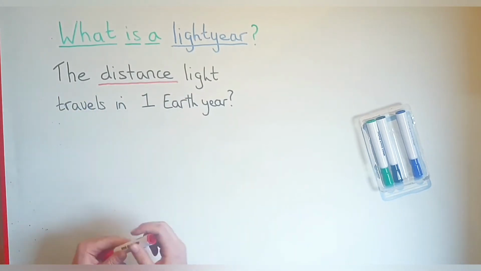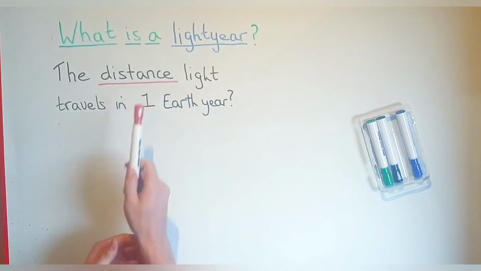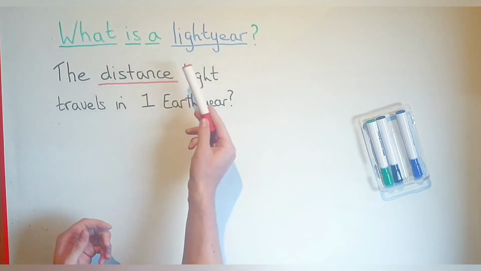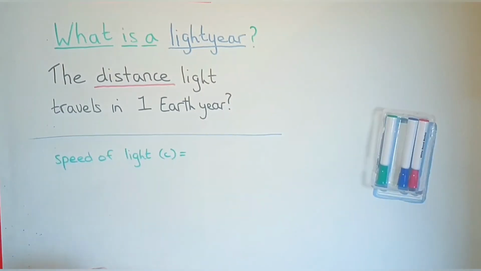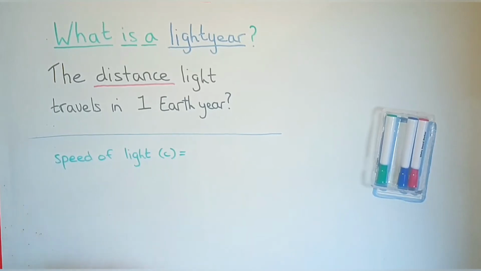So breaking that down, we can see that I've underlined the word distance to emphasize that a light year is a measure in distance and not in time. I think to fully appreciate the scale of a light year, firstly it would be good to understand the scale of the speed of light.